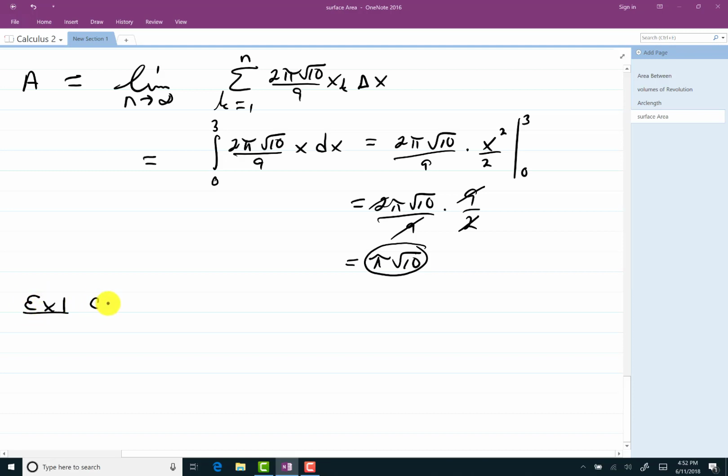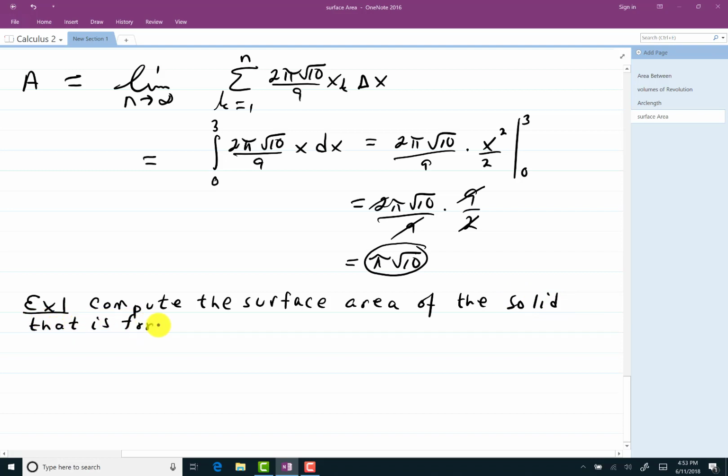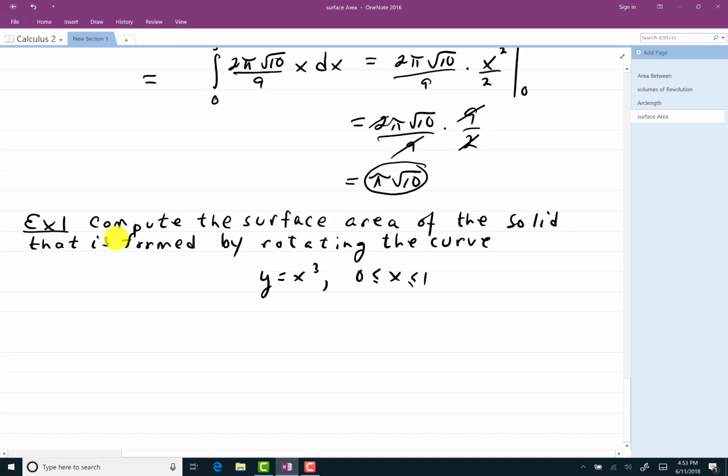Let's see, compute the surface area of the solid that is formed by rotating the curve y equals x cubed, x is between 0 and 1, about the x-axis.